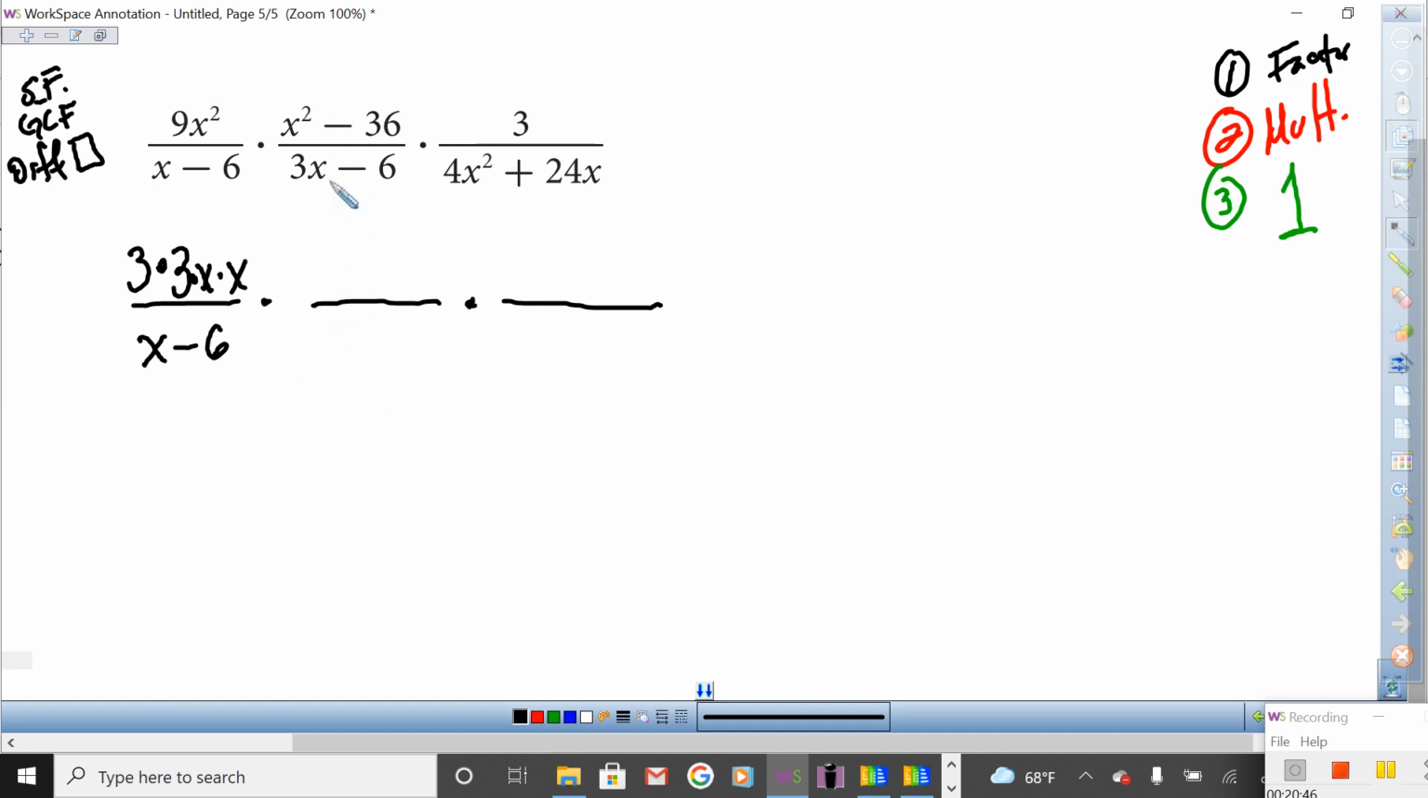The second fraction. Help me with the second fraction. Ariana H. What'd you get for the numerator? X plus 6, x minus 6. Hands, have you got that? Yeah, that's the difference of squares. How about the denominator?